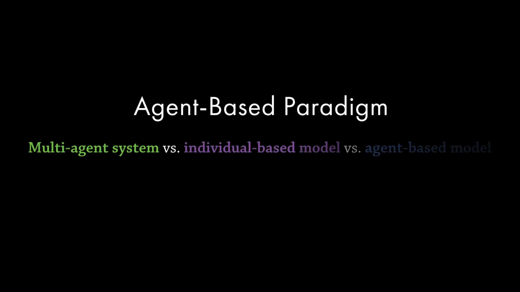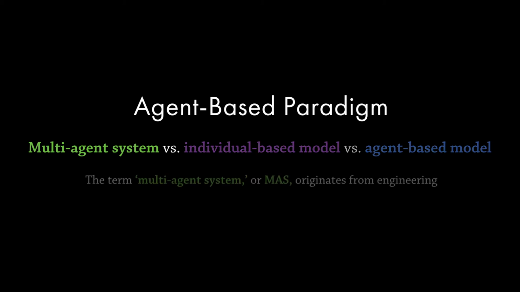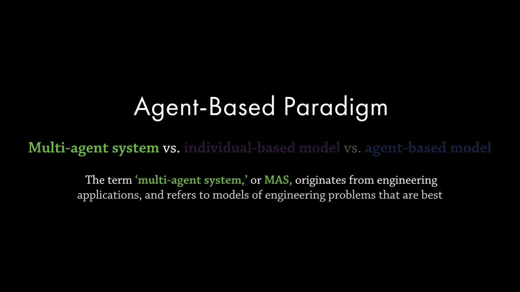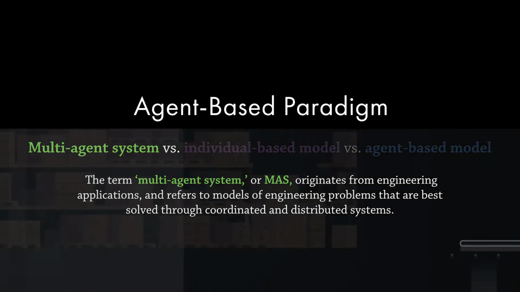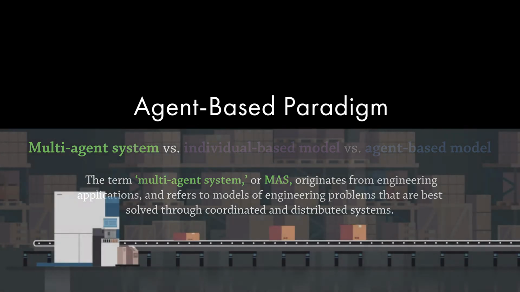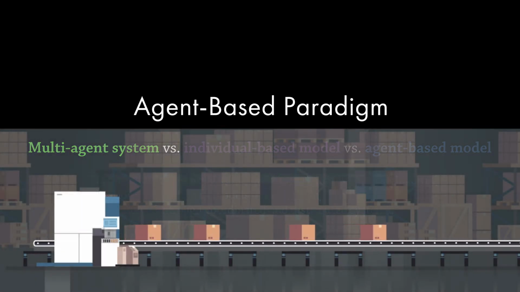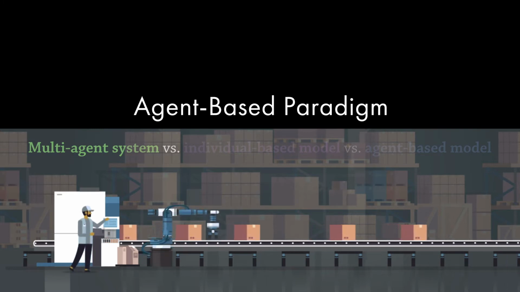There are several different names for the agent-based paradigm, which essentially mean the same thing, but differ only because of their disciplinary applications. The term multi-agent systems, or MAS, originates from engineering applications. It refers to models of engineering problems that are best solved through coordinated and distributed systems, such as complex design and manufacturing processes. In this application, agents might range from human designers to automated assembly robots.